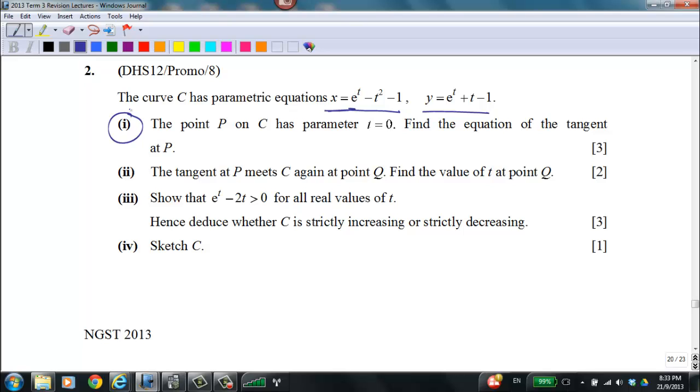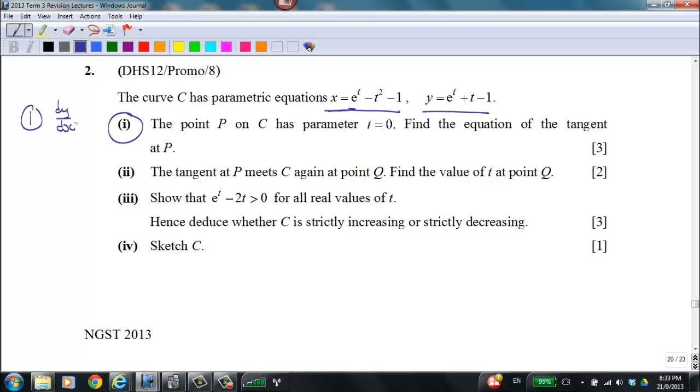To find the equation of the tangent, the very first thing we need to do is find dy/dx for the curve C. Since the curve is given as parametric equations, we find dx/dt and dy/dt, and then dy/dx is dy/dt divided by dx/dt. After you get the expression for dy/dx, please take note that you are supposed to sub in the value of t equals 0 so that you can get the value of the gradient at the point P.